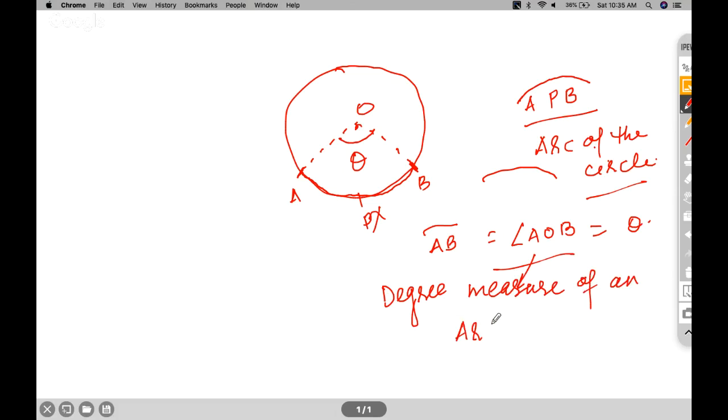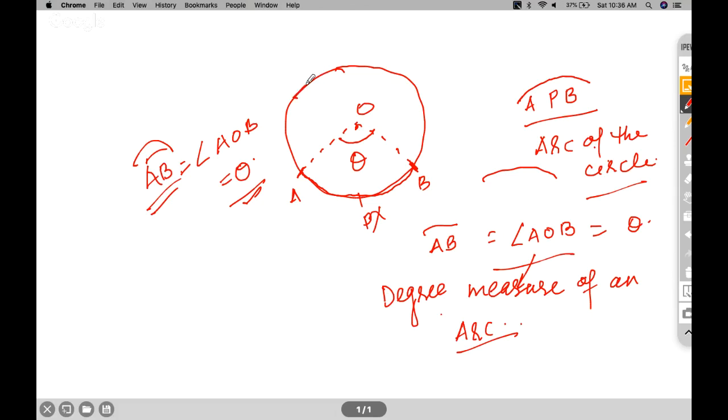So wherever I write arc AB and I write angle AOB is equal to theta, you should understand that AB is an arc where this arc AB is making angle theta at the center, and if I use the terminology degree measure of an arc, you should understand that the arc is making that much angle at the center. Now what do you mean by a congruent arc? Congruent arcs are those arcs which subtend the same angle at the center.